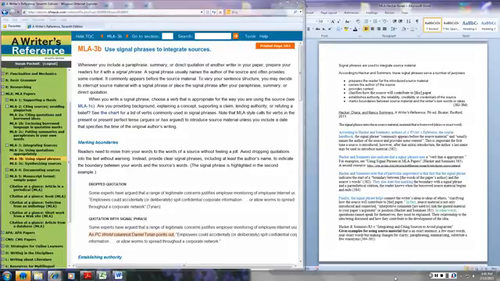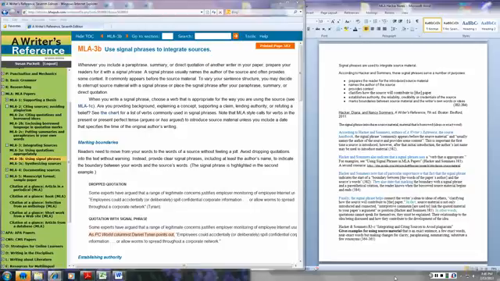Let's look at the basics for in-text citations. First of all, we're required to use signal phrases in order to mark the boundaries between source material and the information that is in the paper that is our own idea. So whenever we are including a paraphrase, a summary, or a direct quotation from some other source, you should let the reader know that borrowed material is coming.